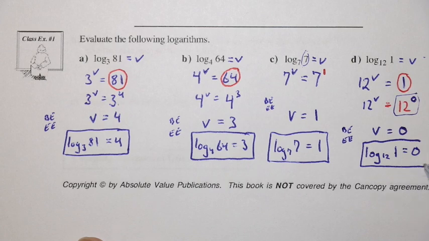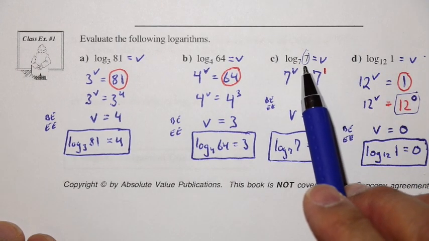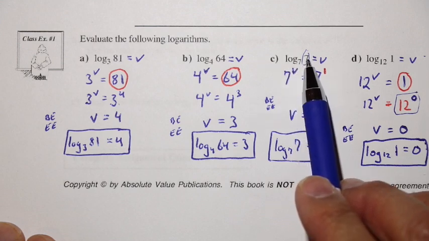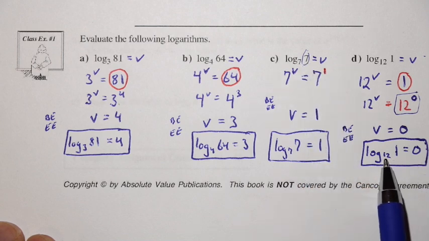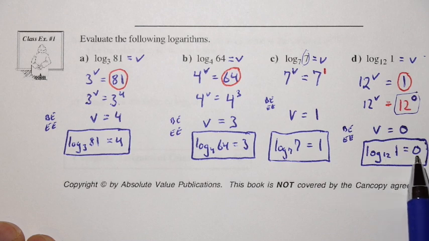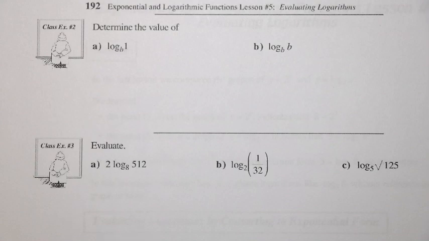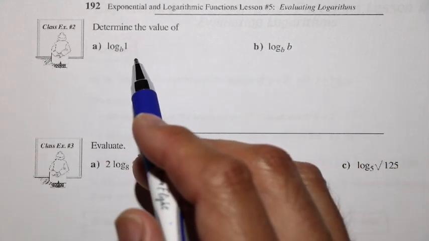So these two will become quite important because we'll see them often: log base of a number of that same number is going to be equal to 1, and log base with the argument of 1 will be equal to 0. We'll see that a few more times. Let's attempt class example 2. Now, as I said, we'll see this a couple more times, and there it is.